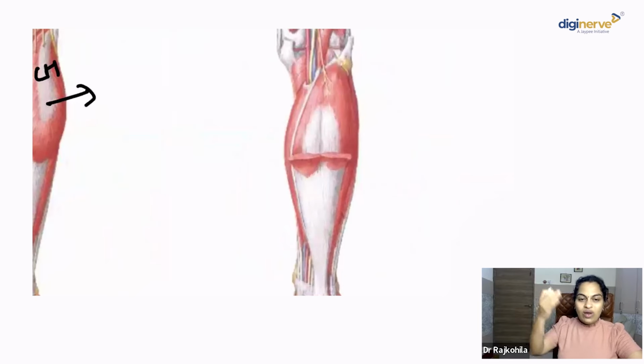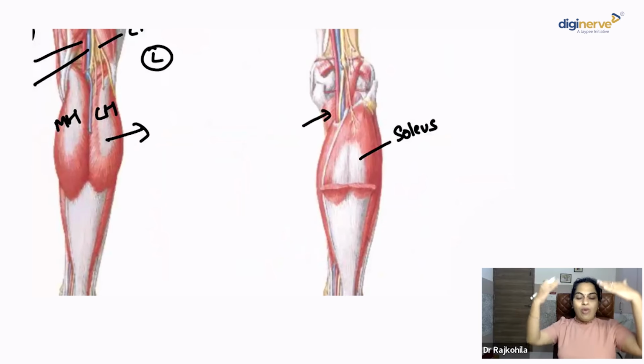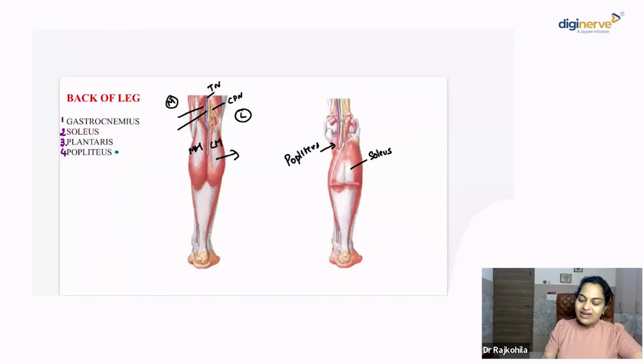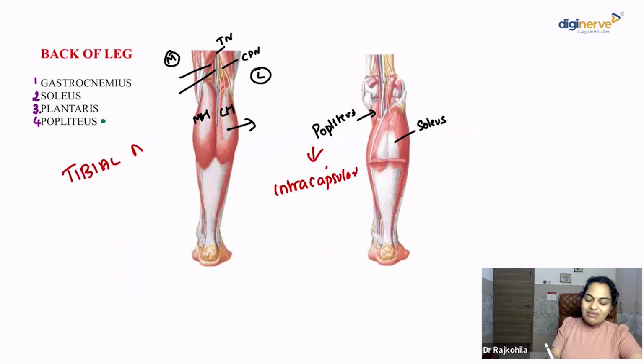Okay. So once we reflect the heads of the gastrocnemius, we can get to see the soleus. And please do remember this small triangular muscle that you see above the origin of soleus, that is the popliteus, the muscle that helps you to unlock your knee joint, right? And we saw in the upper limb, the long head of biceps brachii is intracapsular in origin. Similarly, the popliteus is intracapsular in origin.